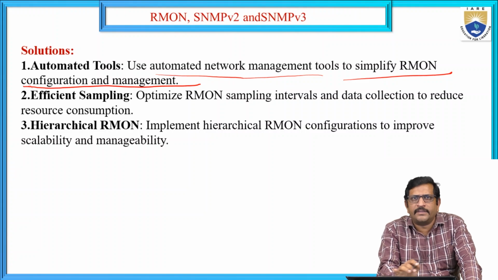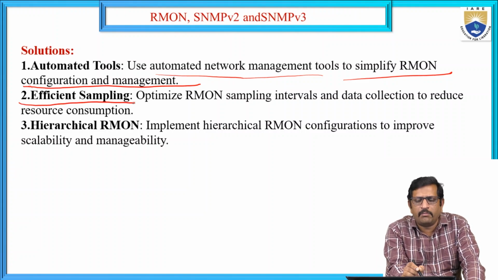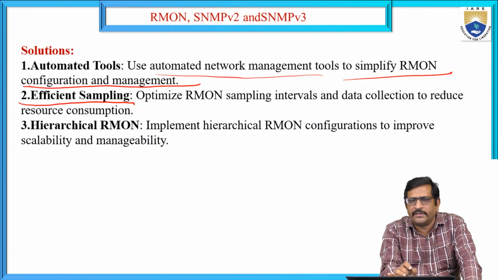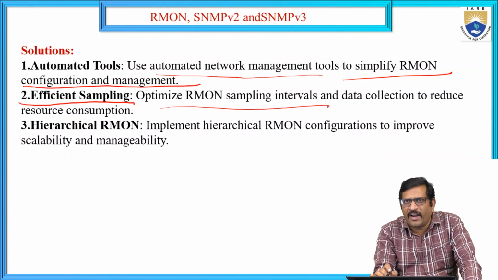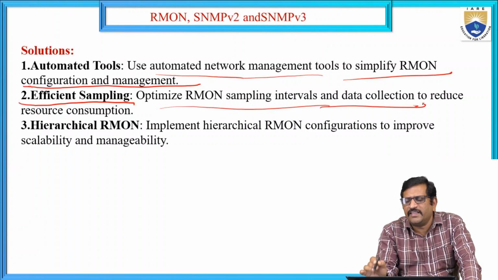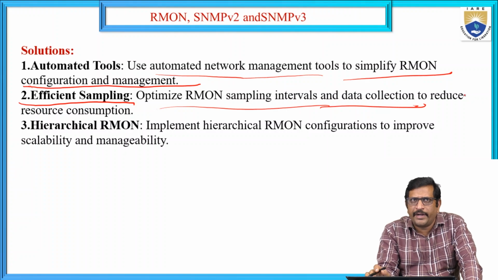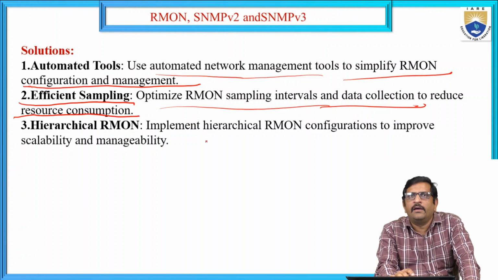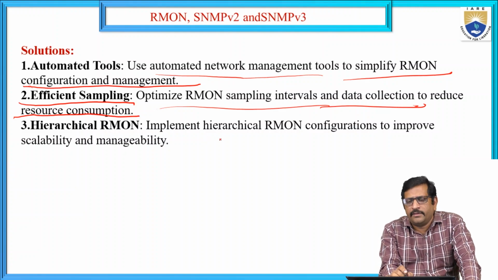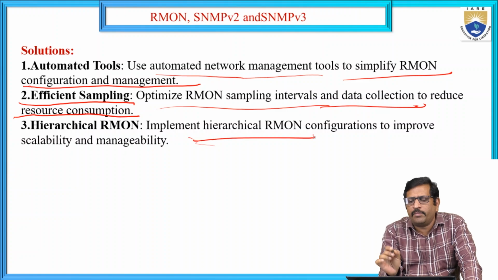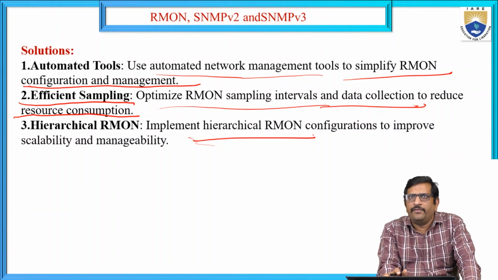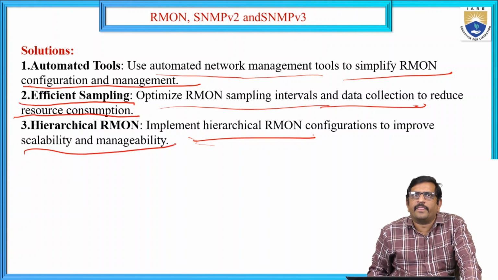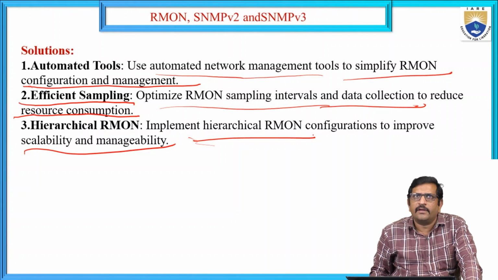Next, efficient sampling. Efficient sampling optimizes the RMON sampling interval and the data collection, to reduce resource consumption. Then hierarchical RMON implementation is a configuration which improves scalability and manageability. So these are all the solutions for that.